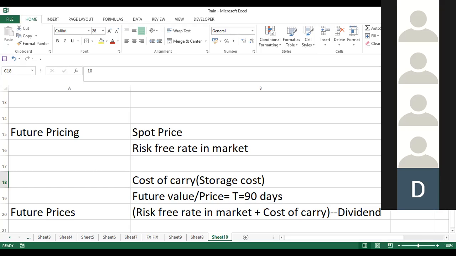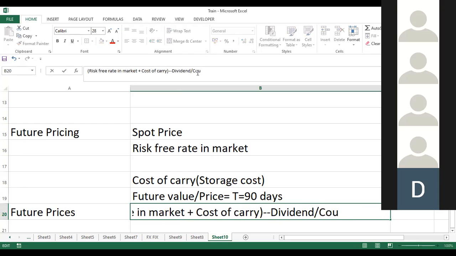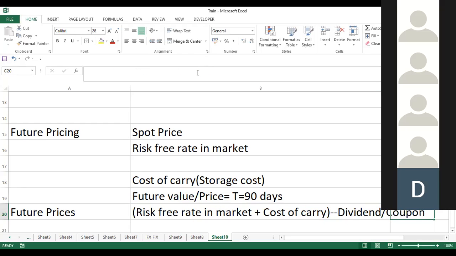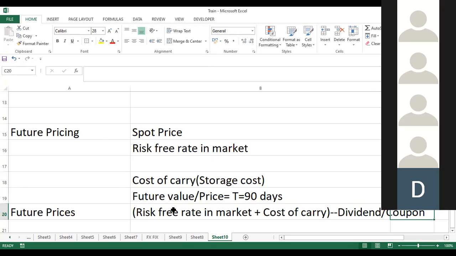So that is what it means. It has two factors in it. One, you can say, risk-free rate plus the cost of carrying. And if you are thinking of a financial product like stock or bond, stock and bond also give dividend and coupon. So in that case, dividend and coupon would be subtracted from this pricing of futures, right? So that's it from the pure pricing point of view.